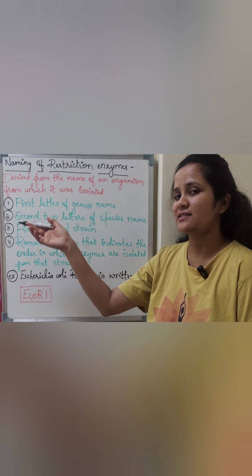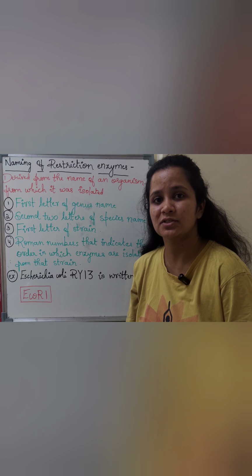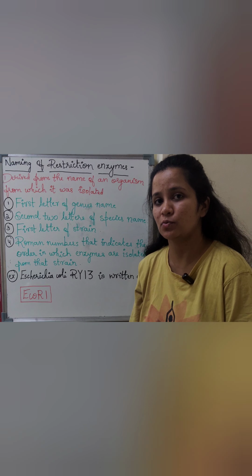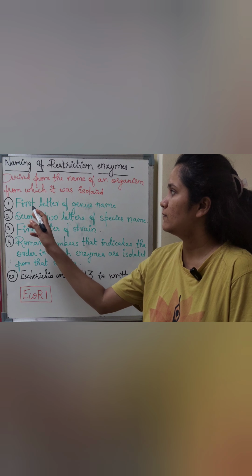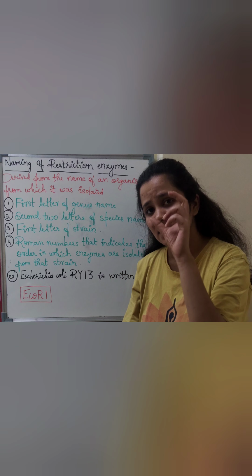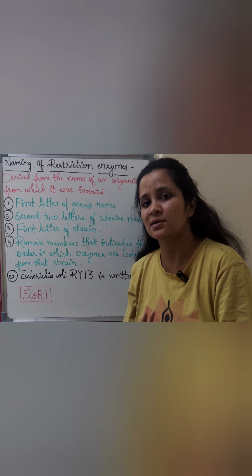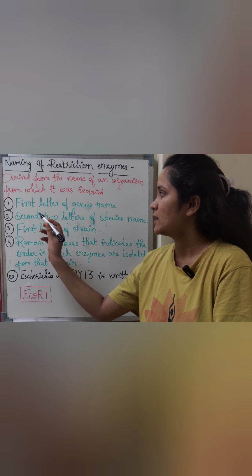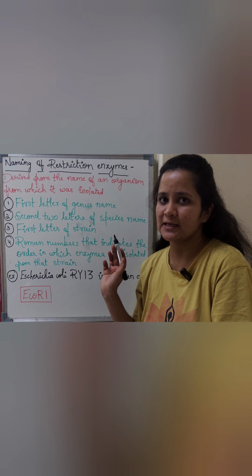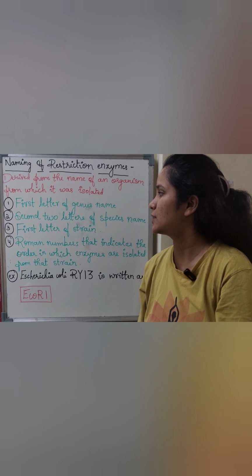So a restriction enzyme's name will be derived from the bacteria through which it was obtained or isolated. First, the first letter of the genus name. So whatever bacteria we have, the first letter from that genus name should be taken out. Second, the first two letters of the species name. So in the species name, the first two letters we have to take out.